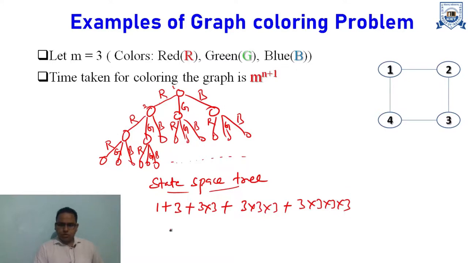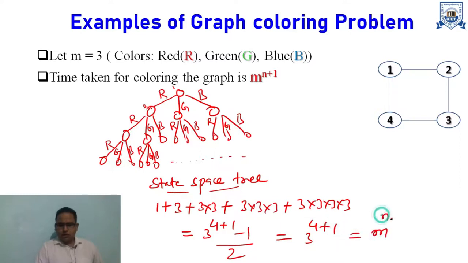So if you sum all this series, you will get 3 power 4 plus 1 minus 1, whole divided by 2. Here we can directly write 3 power 4 plus 1, neglecting all the constant factors. So 3 is m and 4 is n, giving m to the power n plus 1. So we can say the overall time taken for coloring a graph is at most m to the power n plus 1. In this we have not used the backtracking technique. This is the overall total number of ways we can have.